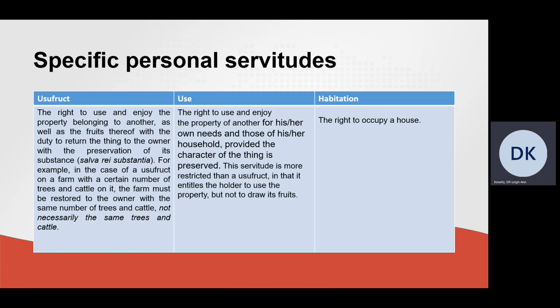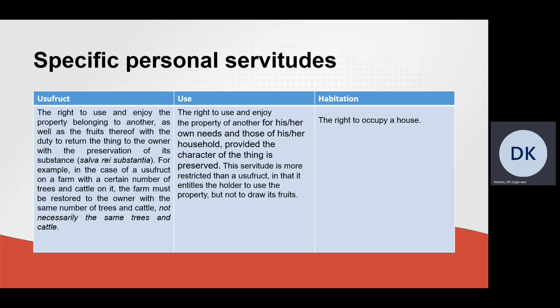A usufruct is the right to use and enjoy the property belonging to another, as well as the fruits thereof, with a duty to return the thing to the owner with the preservation of its substance. For example, in the case of a usufruct on a farm with a certain number of trees and cattle on it, the farm must be restored to the owner with the same number of trees and cattle, not necessarily the same trees and cattle.